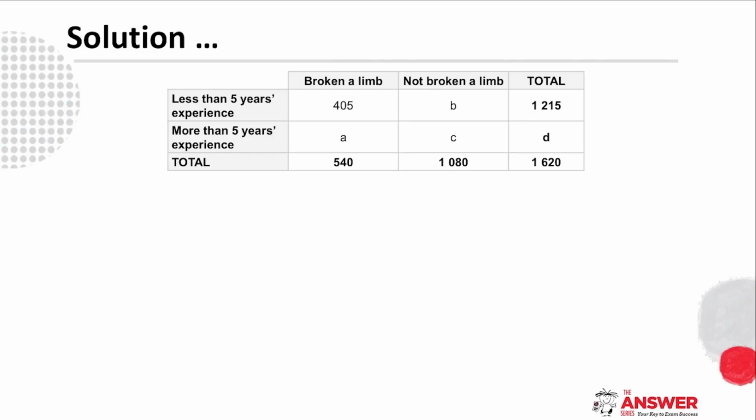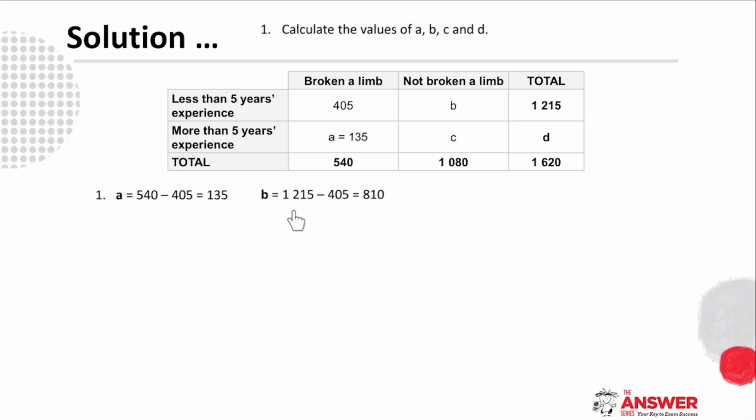Well done for trying. If you did give the solution a go, let's see how you did. To find A, we look to see where our information is. There are too many unknowns in the horizontal, but fortunately there is enough info in the vertical to find A. Remember, this is the total of everything in this column, and so A is 540 minus 405, which is 135. Then we can find B by using the info in this row, 1,215 minus 405, which gives us 810 for B.